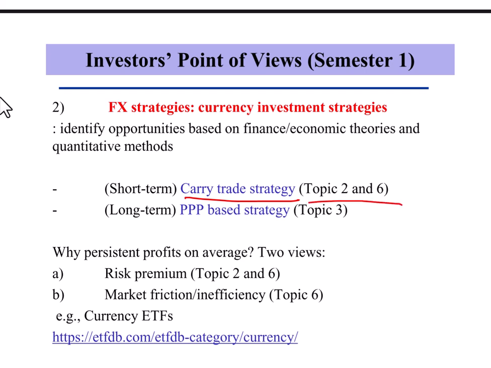And mostly this is a short-term trading strategy, which means if you implement carry trade strategy, you should terminate that within few months, 1 year at most. And then we're going to talk about so-called PPP based strategy. So PPP means purchasing power parity. We're gonna talk a little bit about this one in topic 3. So we usually say this is a long-term FX trading strategy, which means if you buy a currency based on these strategies, you have to terminate that after 3 or 4 years. So you have to keep doing the same strategy for a long time.